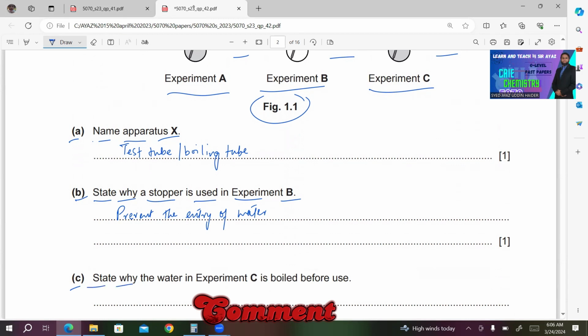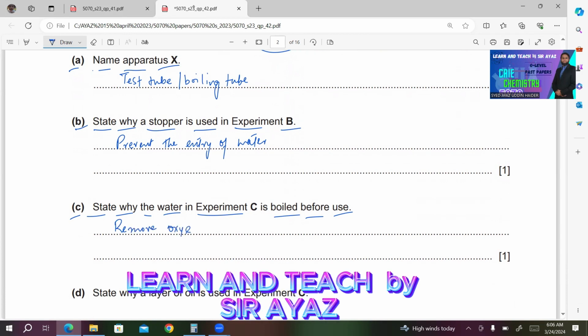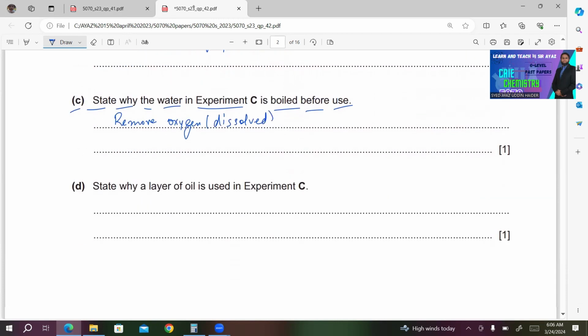C. State why the water in experiment C is boiled before use. The boiled water does not contain oxygen. It removes oxygen. Oxygen is more soluble in cold water. So you'll write remove oxygen. In fact, dissolved oxygen, because oxygen is more soluble in cold water.